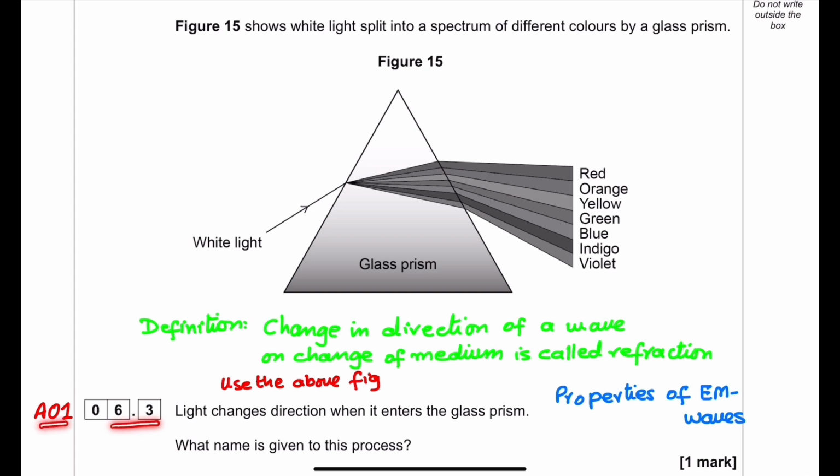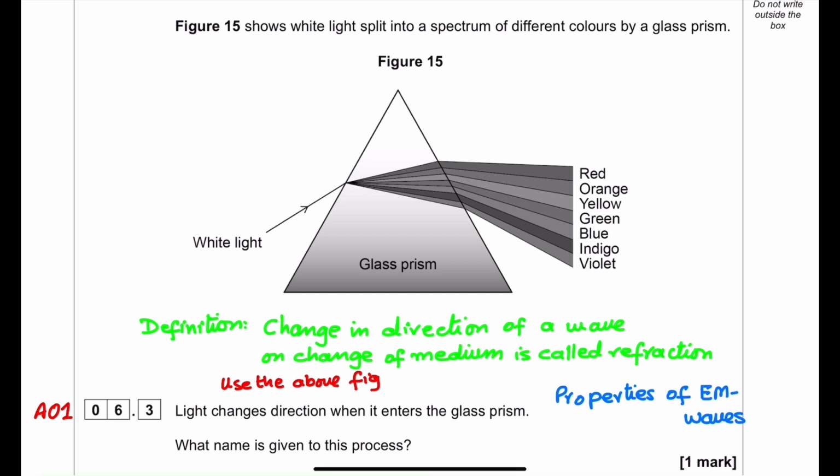6.3 is an AO1 question, and this question is from the properties of EM waves. Light changes direction when it enters the glass prism. What name is given to this process? We know that as the light is entering from one medium to another medium, it changes the direction. And the change of direction is called refraction. A student must know the definition of refraction so that they are able to give the answer of 6.3.